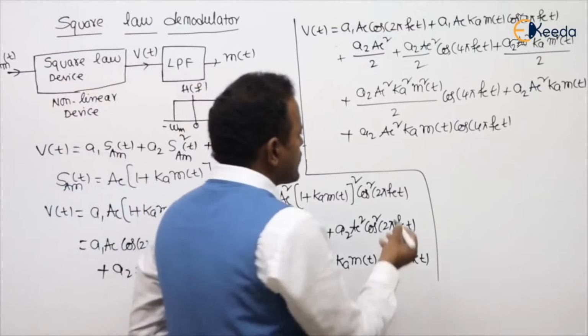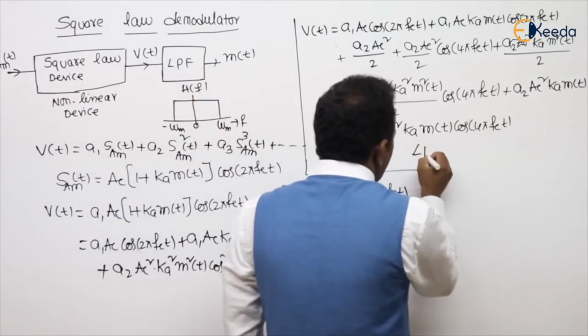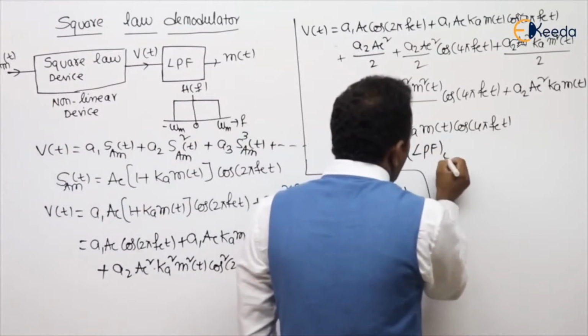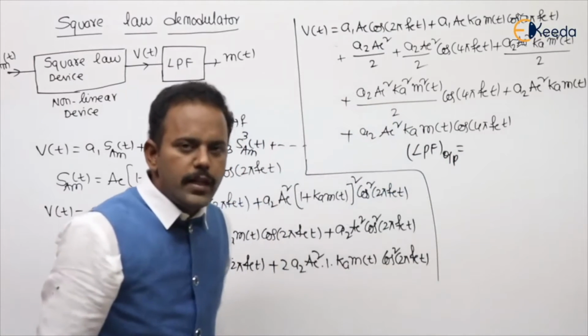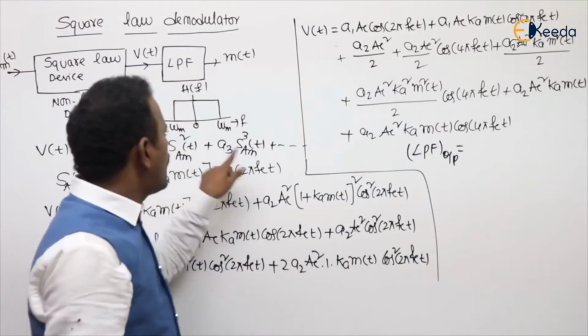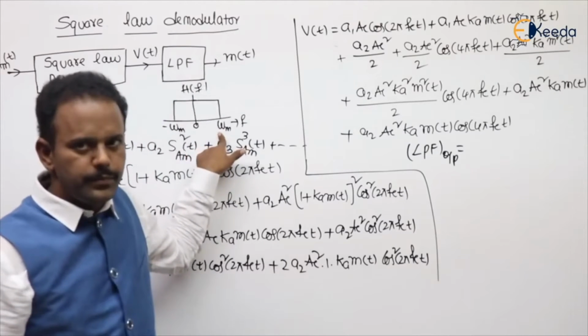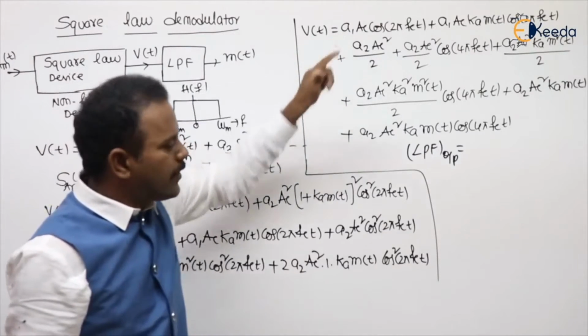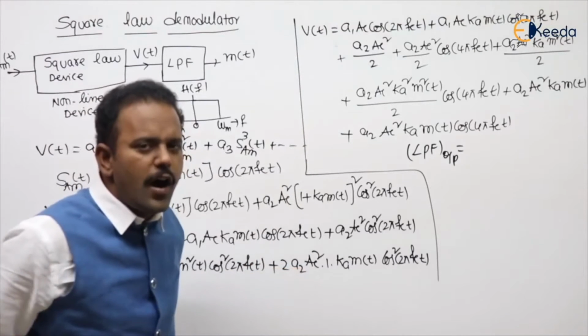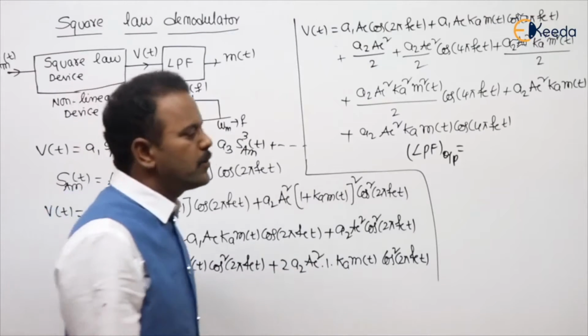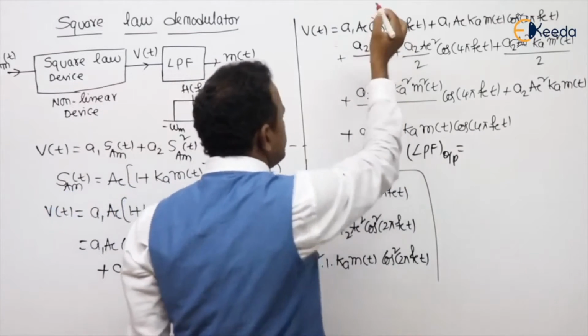Where is this given, sir? This is given to the low pass filter. I am writing the low pass filter output directly. Up to where is the low pass filter allowing, sir? Up to omega m. What is the first frequency? If you see, the first frequency is fc. fc is far away when compared with omega m, so it is blocked.